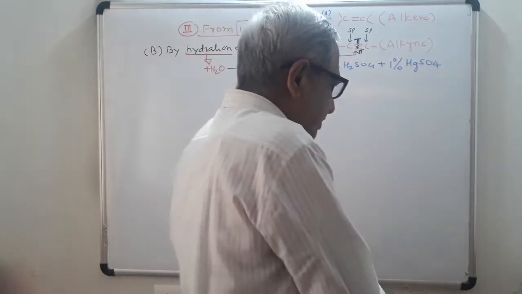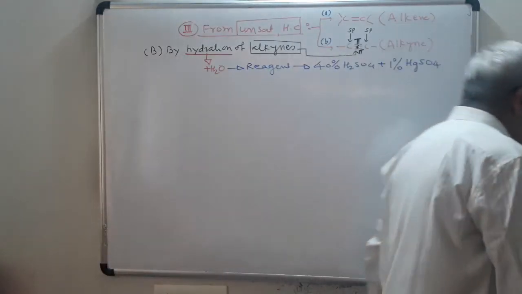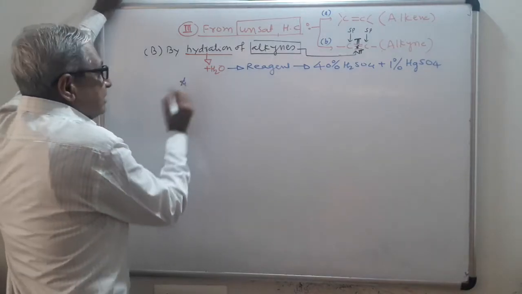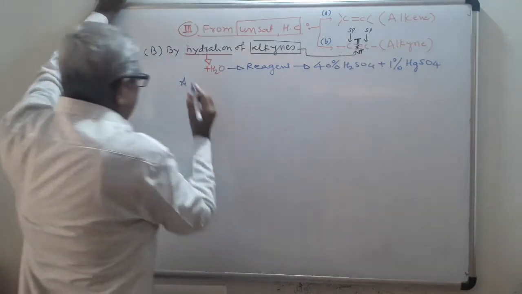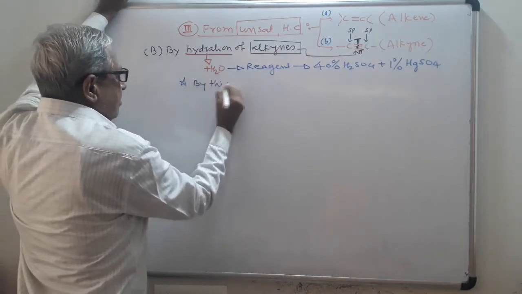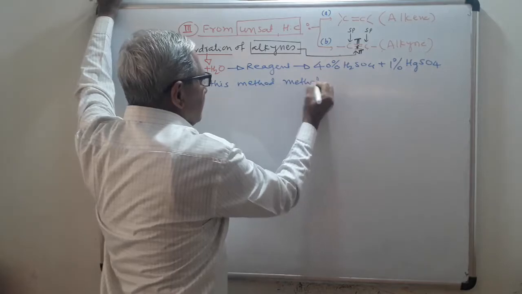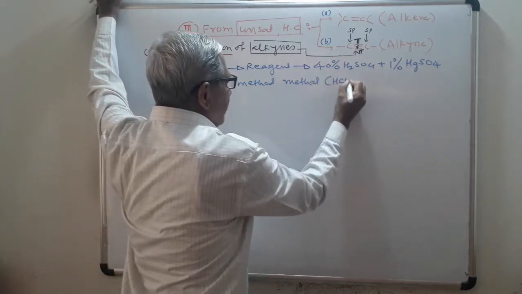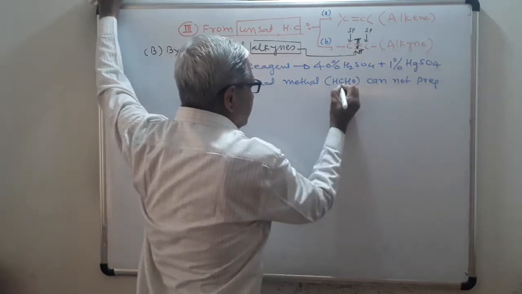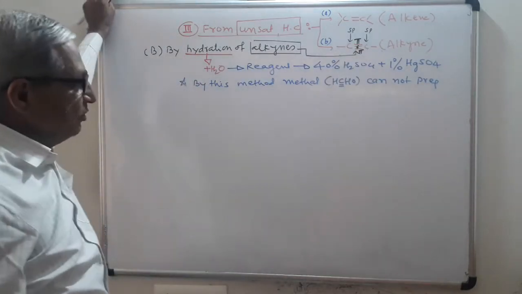Now I will prove this with an example here. So see the example here, hydration of alkynes. I will explain by setting one question by this method. See here, alkyne contains 2 carbon atoms, and therefore this indicates that by this method, formaldehyde, which has formula HCHO, cannot be prepared. This is the important question, because it contains only 1 carbon atom and alkyne contains 2 carbon atoms. So this is one important question here.